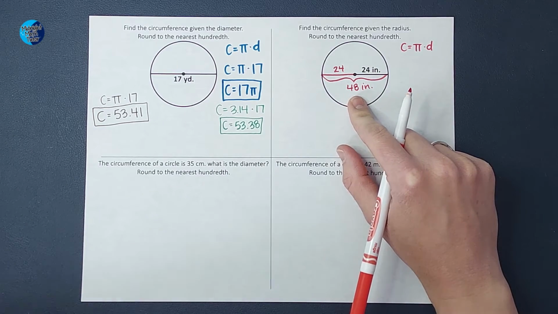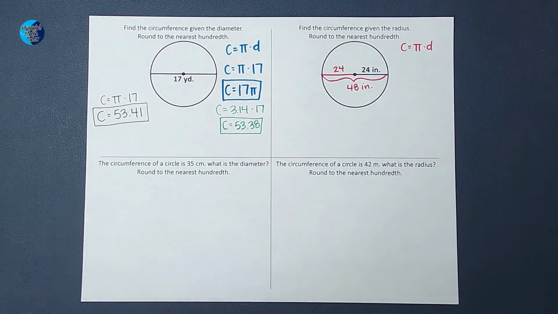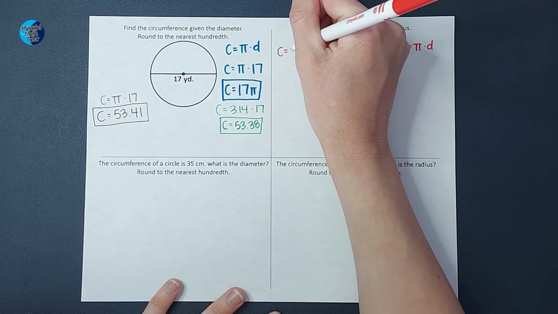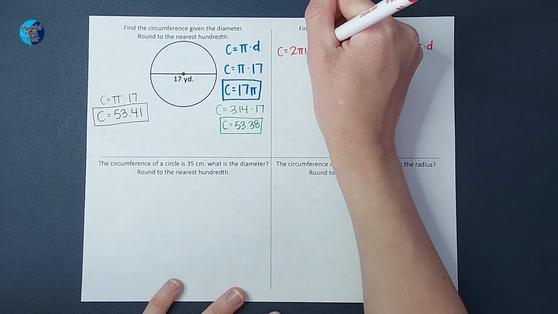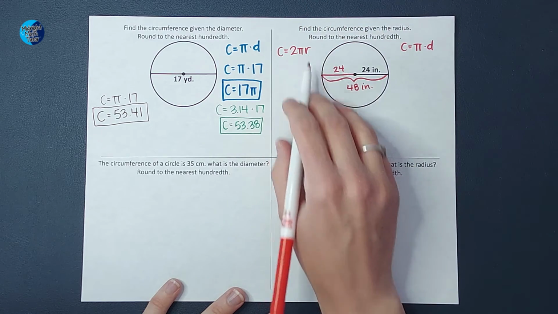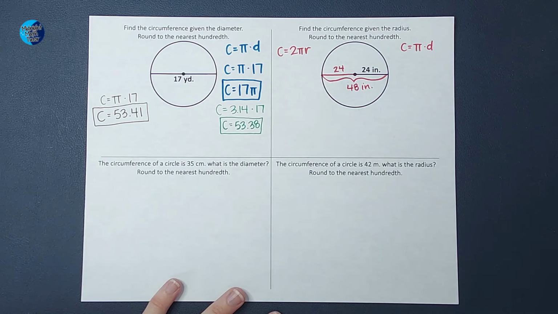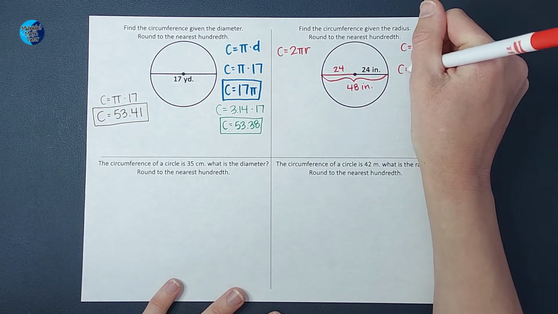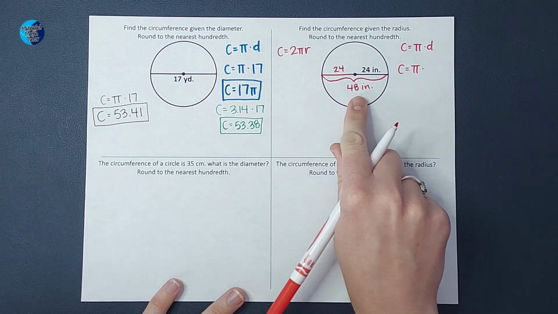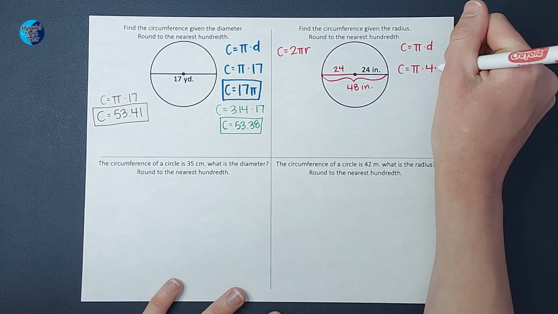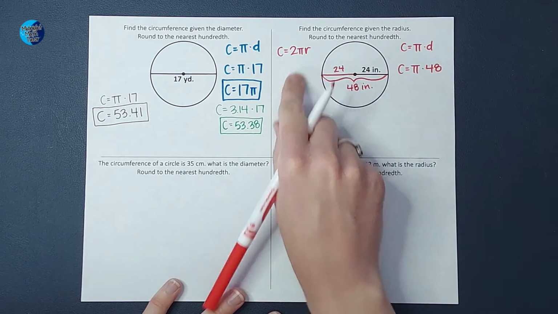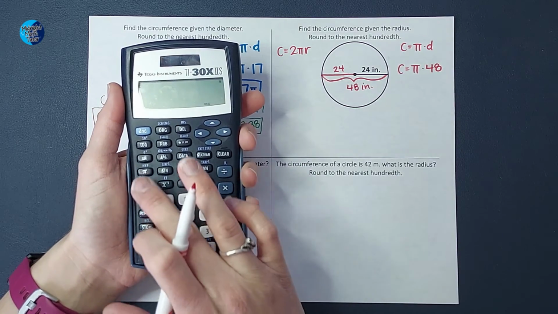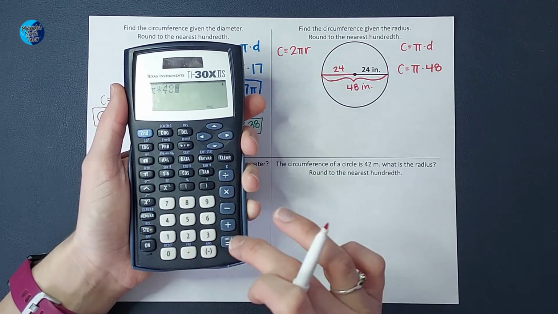My diameter is 48. Another way you can think of it, which is really the same thing we just did over here, is you can also think of it as the circumference equals 2 pi r, because 2 times r is 2 times the radius, which is what we did here. Either way you want to think of it. So I am going to do my circumference equals pi times my diameter, which is 48, or 2 times my radius, which is also 48. And then I am going to use my pi button and times it by 48.